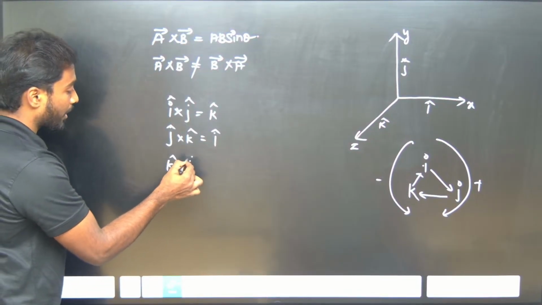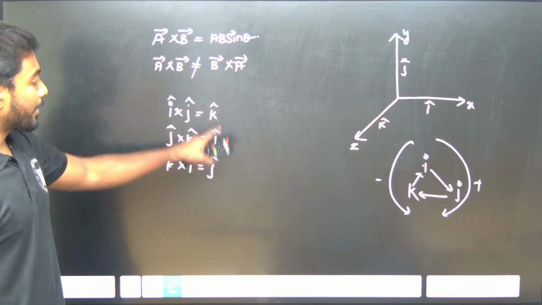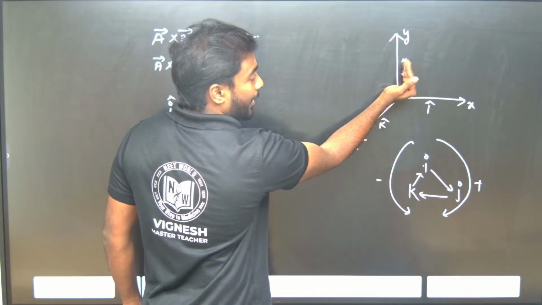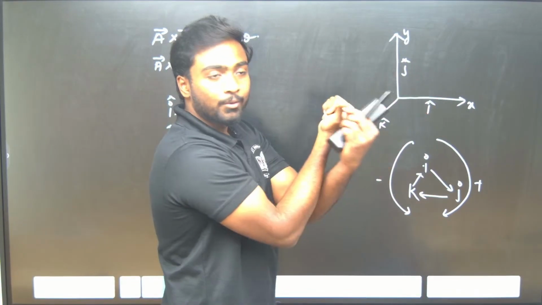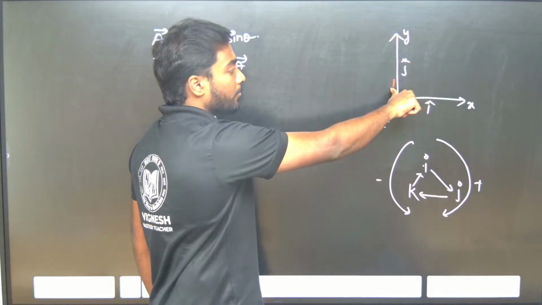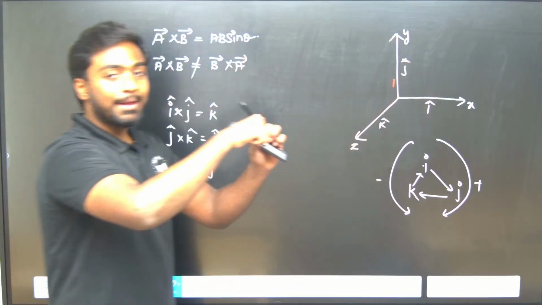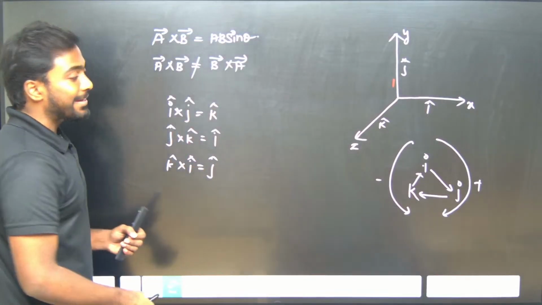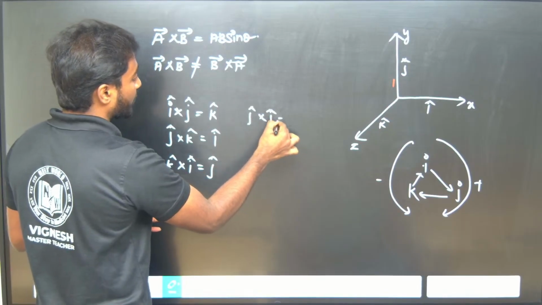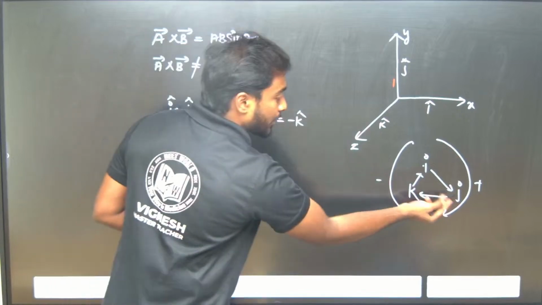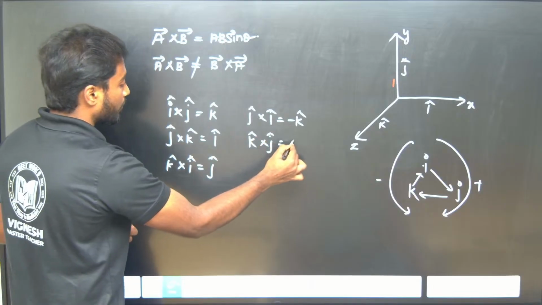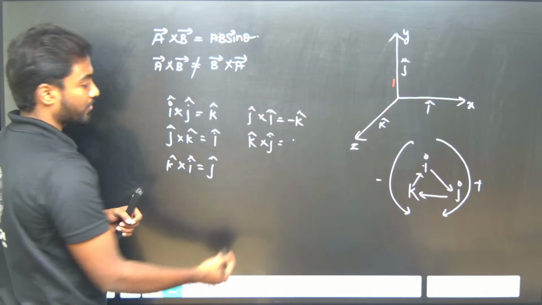k cap cross i cap will give j cap. Why am I taking it like this? Because I am going from i cap, the x-axis, to the y-axis, and the resultant will be outward, that is the positive z-axis, positive k. Suppose I am going from y to i, that is y-axis to x-axis, the resultant will be inward, so minus k will come. So j cap cross i cap will give minus k cap. I am going from j to i, the reverse manner, so minus k. So k cross j will give minus i.